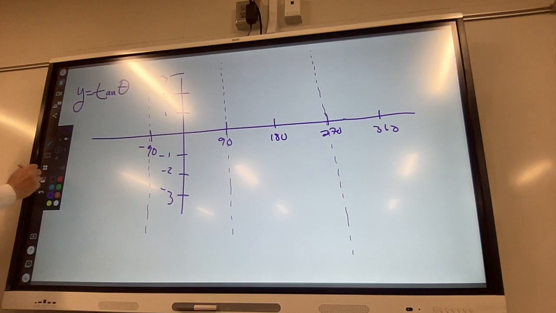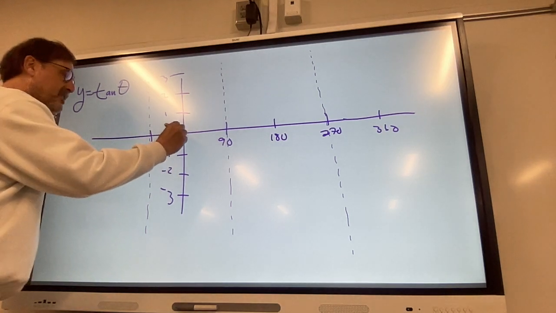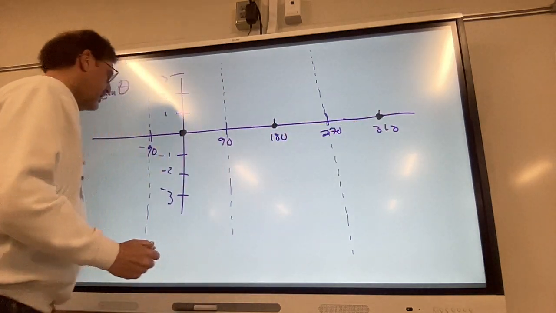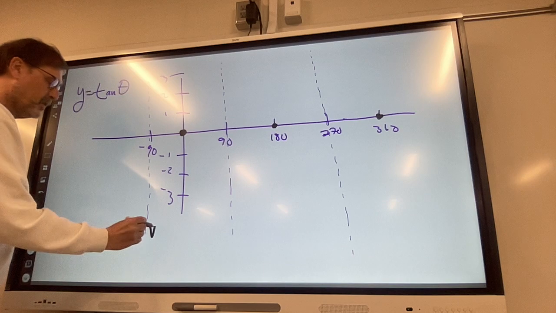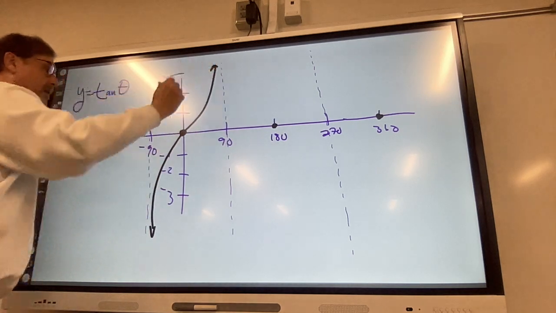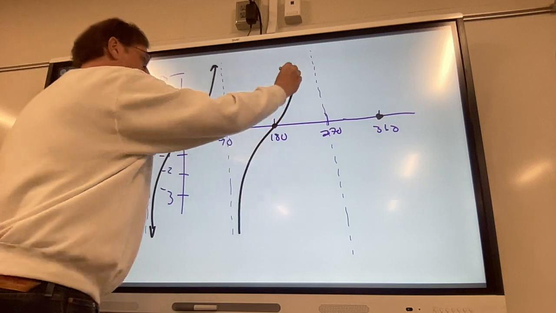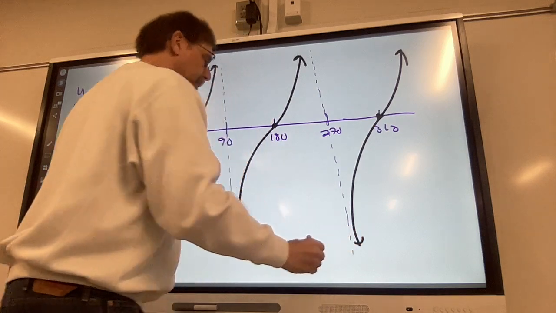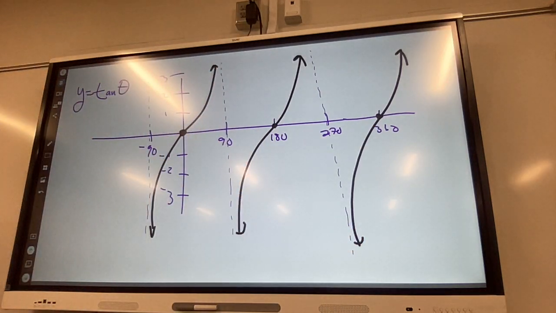And now the graph itself, I'm going to put a point at 0, a point at 180. I could continue and put a point at 360. I could continue the other direction. All right. So I am going to give you the original tangent graph. Okay? I'm going to start with the easy ones. I'll give you a few seconds.